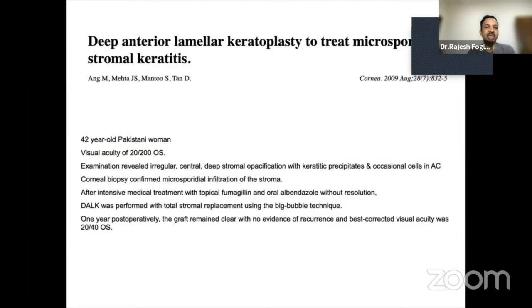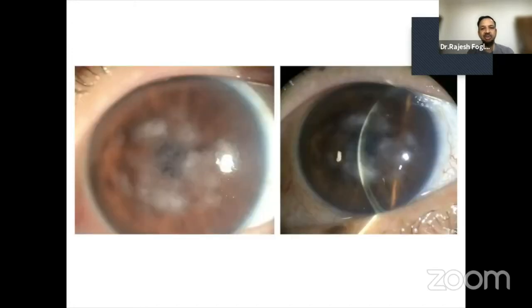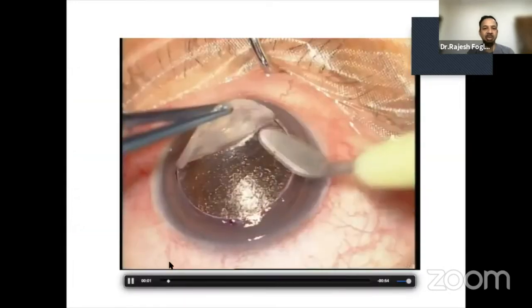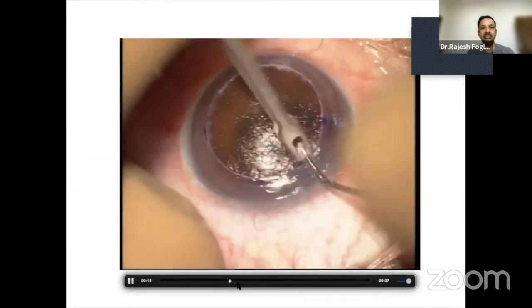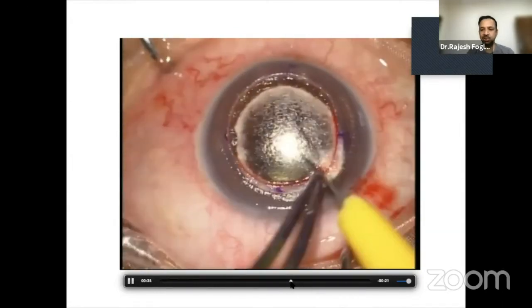Similarly, in microsporidial keratitis, we know that we don't have an effective therapy. So DALK can also be used in such cases to perform the surgery. This is again a patient with non-responsive treatment where big bubble DALK was performed. So you can see a successful type 1 bubble.